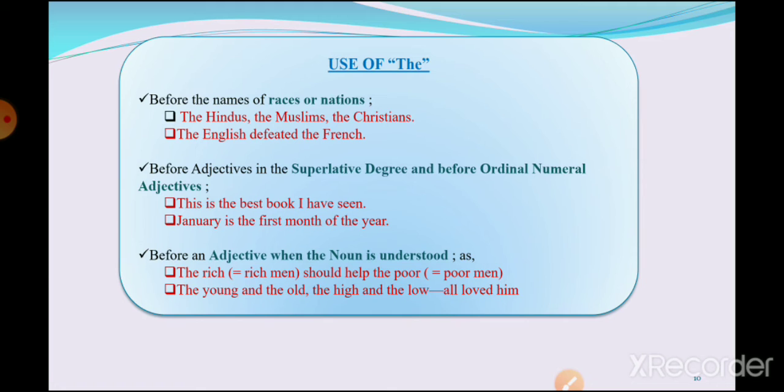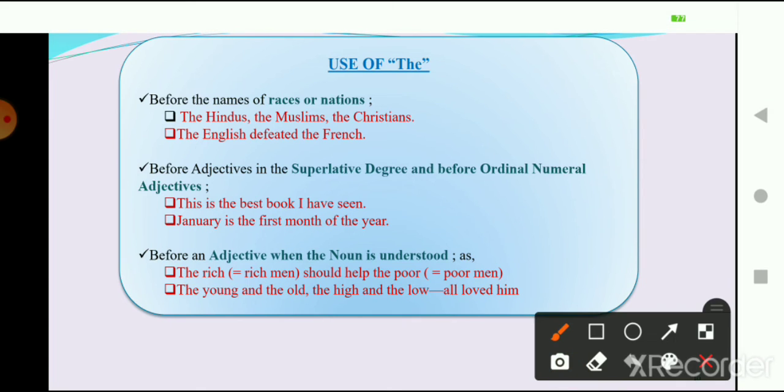Okay, let's move forward. Next is before the names of races or nations. Let's understand this also with examples. The Hindus, the race or caste that we are referring to; the Muslims; the Christians. When we are referring to a race, then we use the article the before those races.